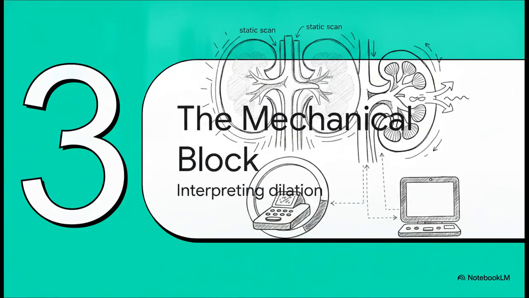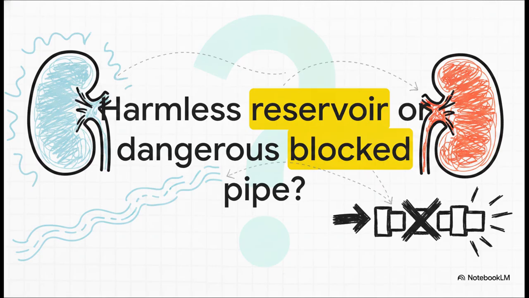Okay, let's shift gears to Section 3, the mechanical block. This particular medical mystery happens all the time. A patient gets a CT scan, and it shows a dilated, swollen kidney. But here's the catch. This CT can't tell the radiologist why it's dilated.